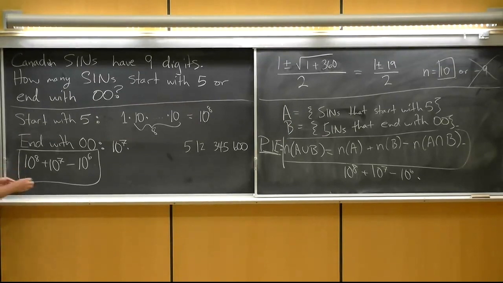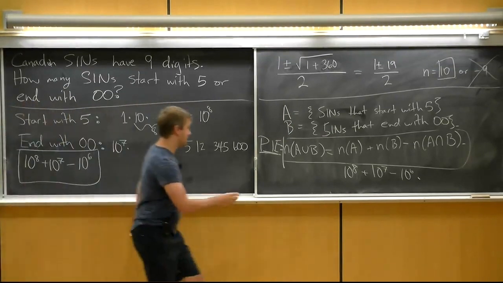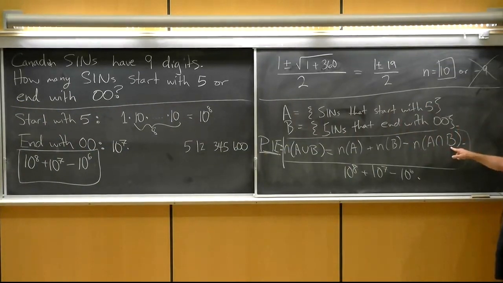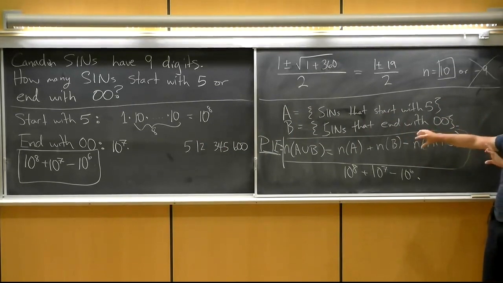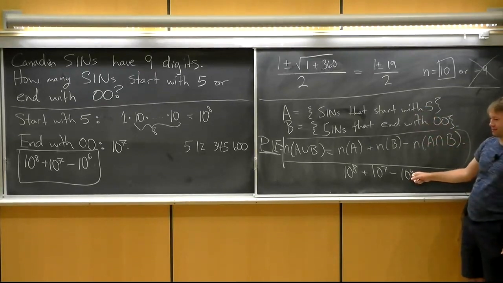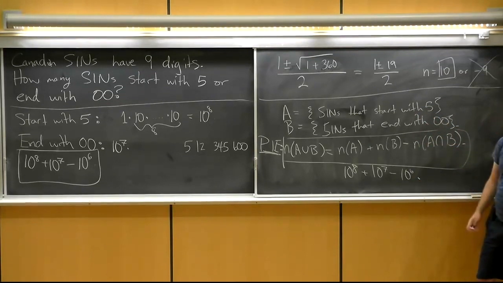If we're looking at A intersect B, social insurance numbers that start with a 5 and end with 0, 0, you've got one choice for the first digit, one choice for the last 2 digits, and then everything in between has 10 choices. The number of digits in between is 6. Any questions about that?